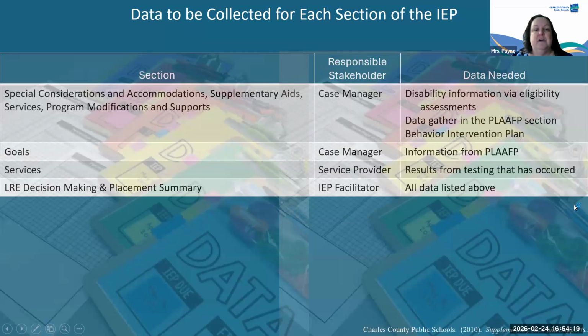And the special considerations, accommodations, supplementary aids, modifications. The data that you need to complete these sections are the disability information via the eligibility assessments, which the IEP facilitator will have already done, the data that we have previously gathered in the present level section, and a behavior intervention plan if there is one. In order to write our students' goals, we are going to need all of the information from the present levels. Okay.